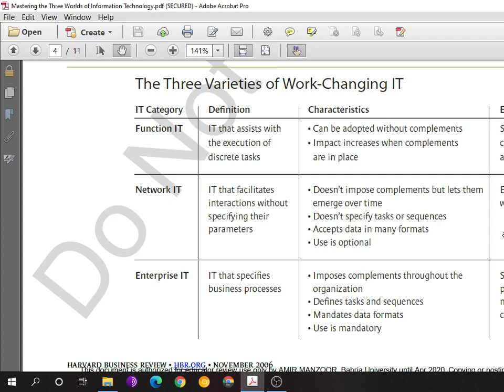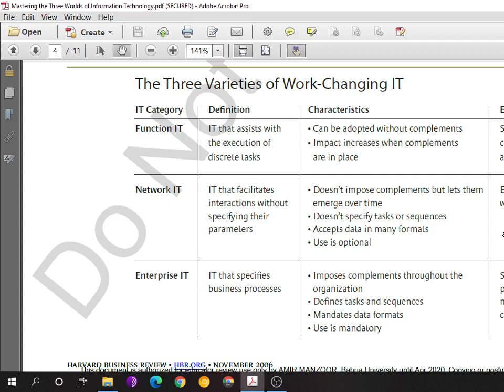Functional IT, as it's called, is IT that actually helps you with executing your specific tasks. When I say specific tasks, I mean more operational tasks, things that need to be done on a day-to-day basis for the organization to actually move along. The definition given in the article is IT that assists with the execution of discrete tasks. And when we say discrete, we mean measurable, specific, or very operational level tasks.